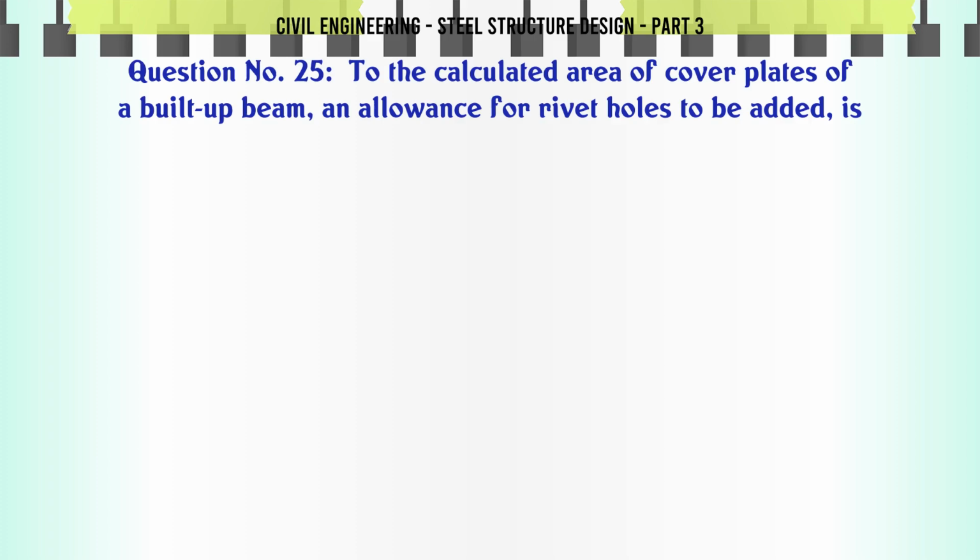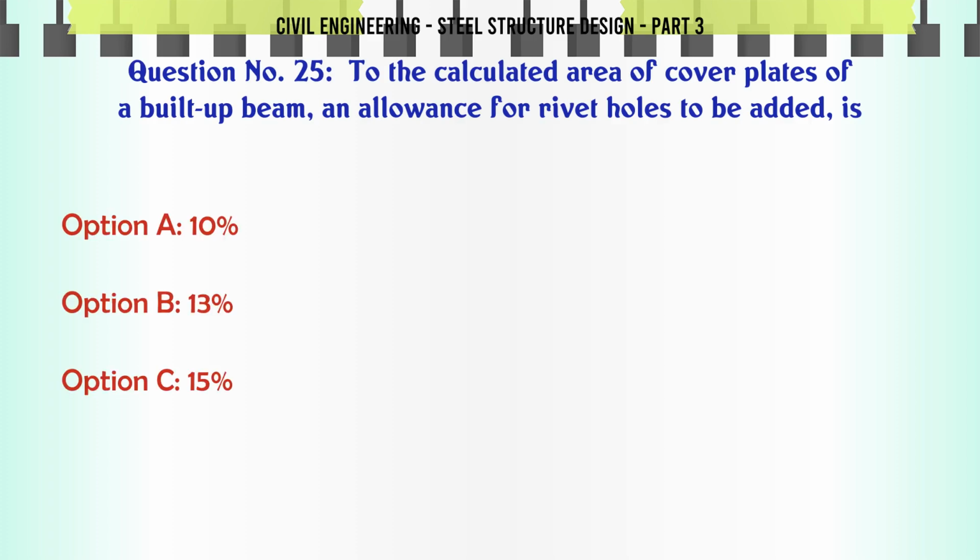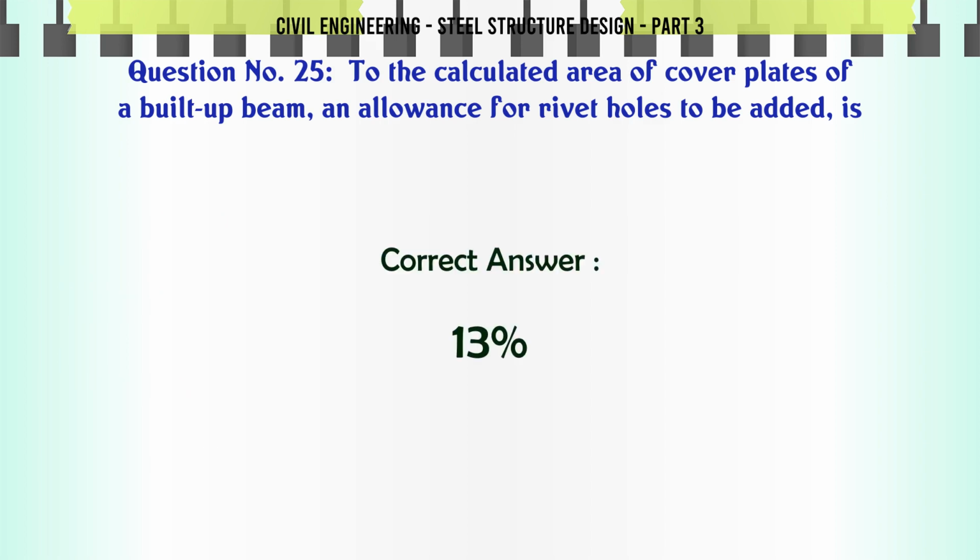To the calculated area of cover plates of a built-up beam, an allowance for rivet holes to be added is A. 10, B. 13, C. 15, D. 18. The correct answer is 13.